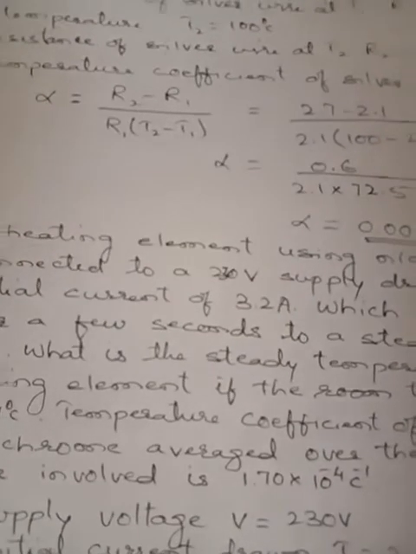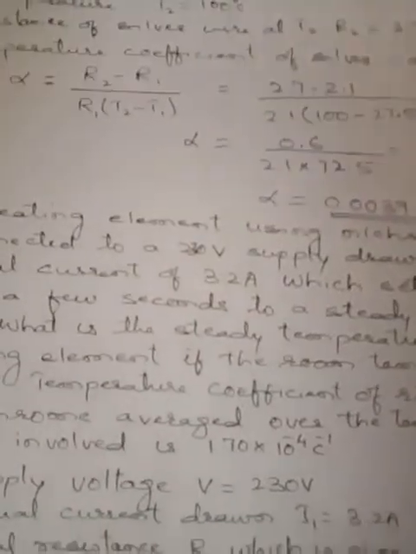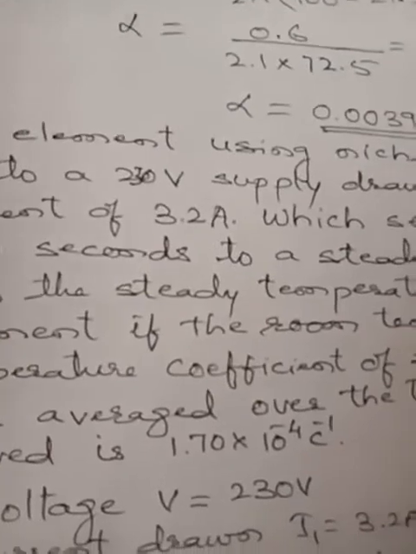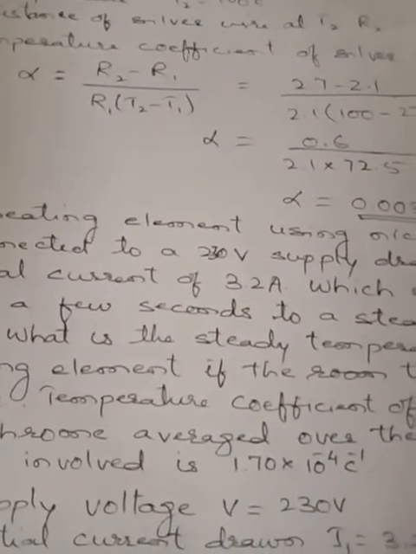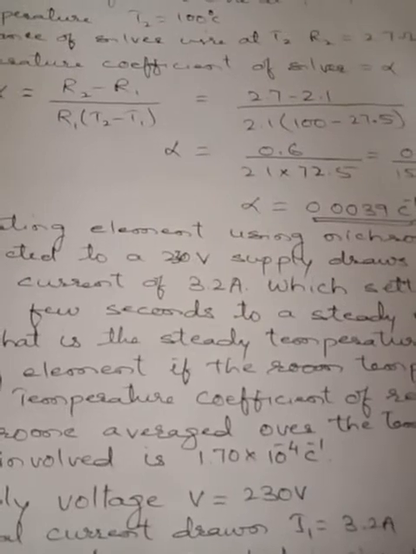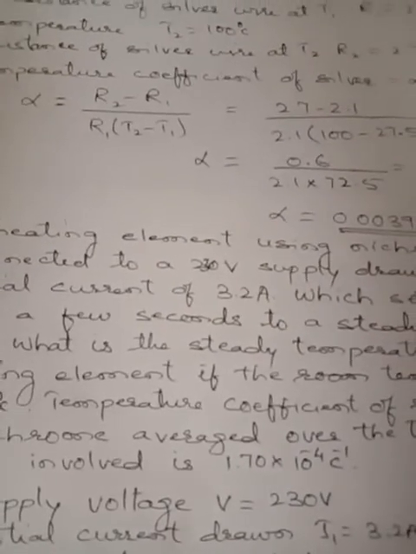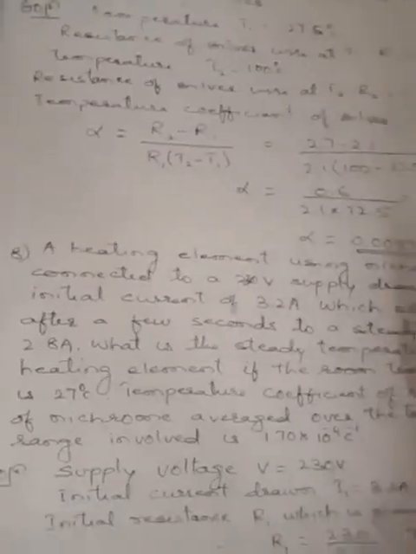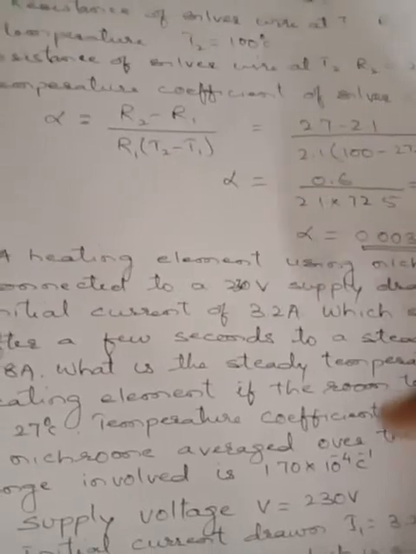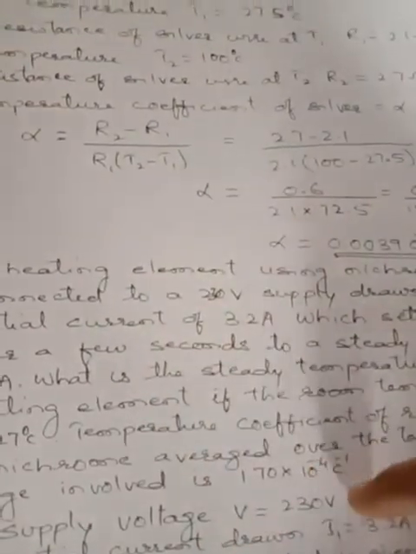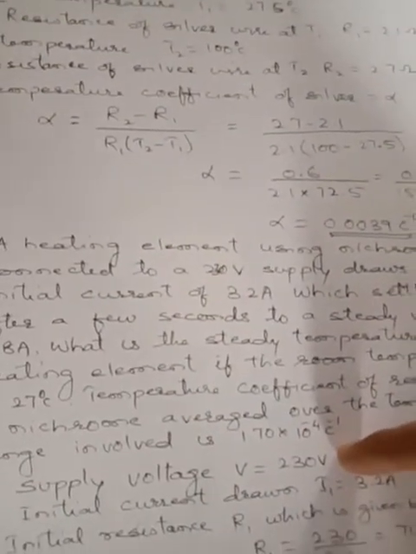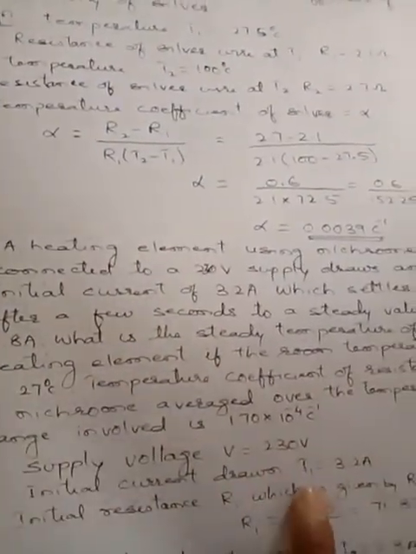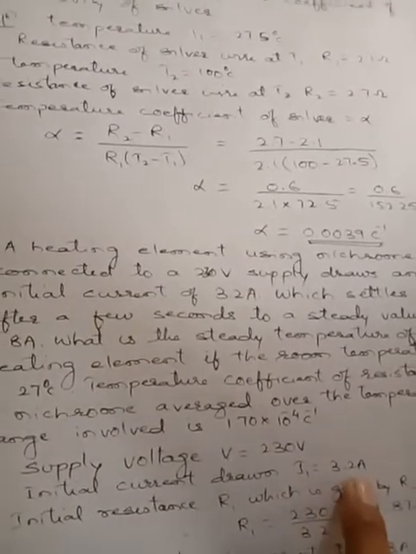So in this particular question, what is given is a heating element, nichrome wire. The supply voltage is given to you, 230 volt. Given things we'll write first. 230 volt is the voltage. Initial current drawn is given to you, I1 is equal to 3.2 ampere.